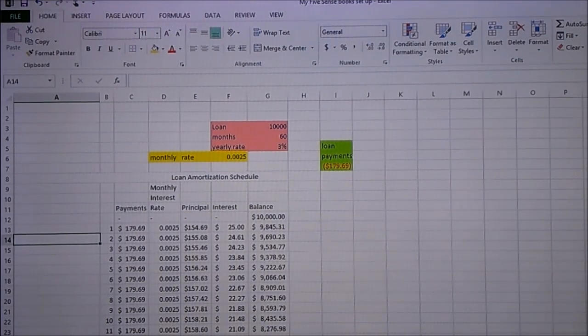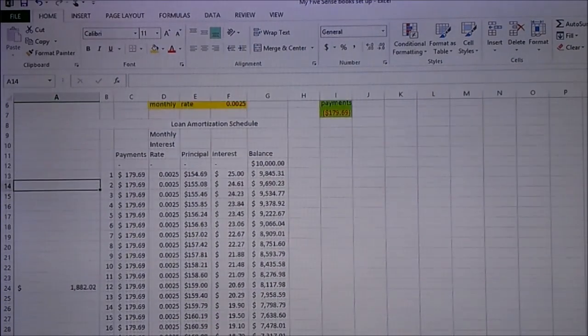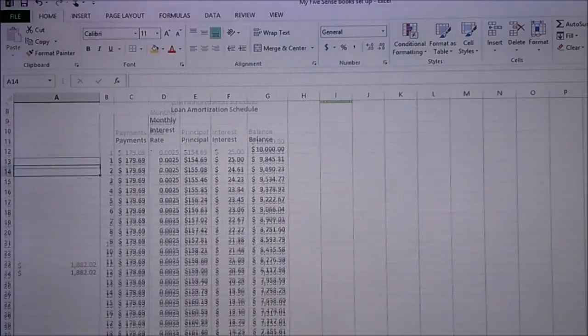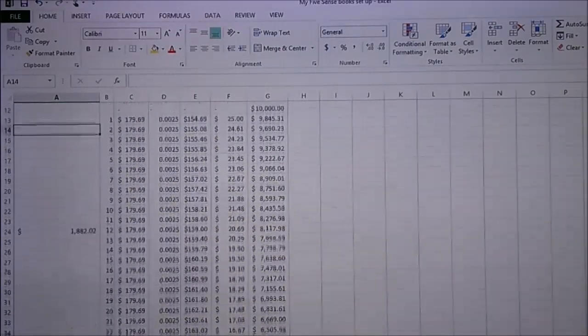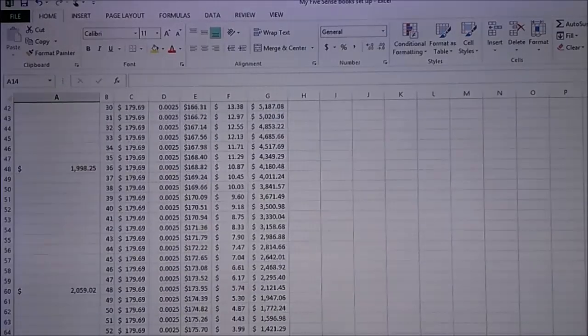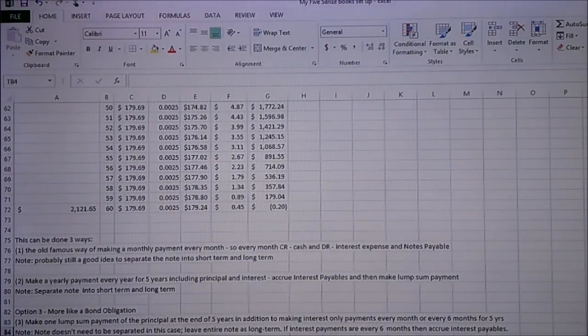Why would you want to do that? Well, a lot of times if you're calculating financial ratios, for example, your current ratio, which is your current assets divided by your current liabilities, your current ratio could be overstated if you don't have any current liabilities, or if you have an amount in current liabilities that's less than what it should be. Then your current ratio could be over.